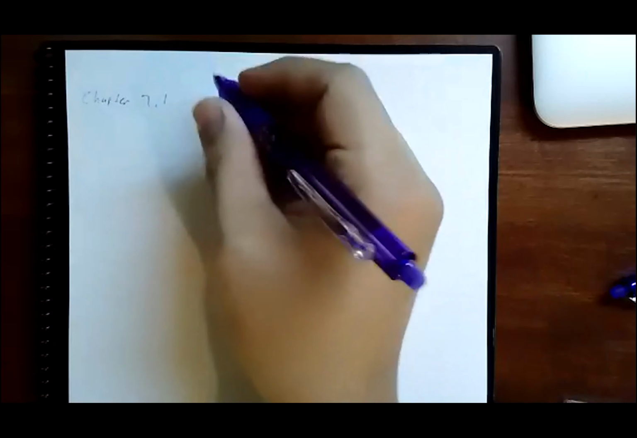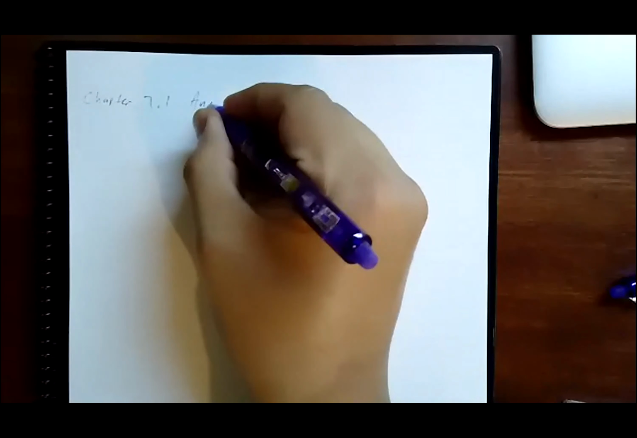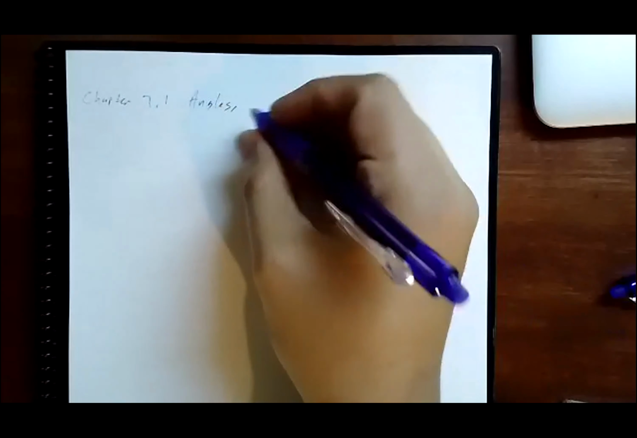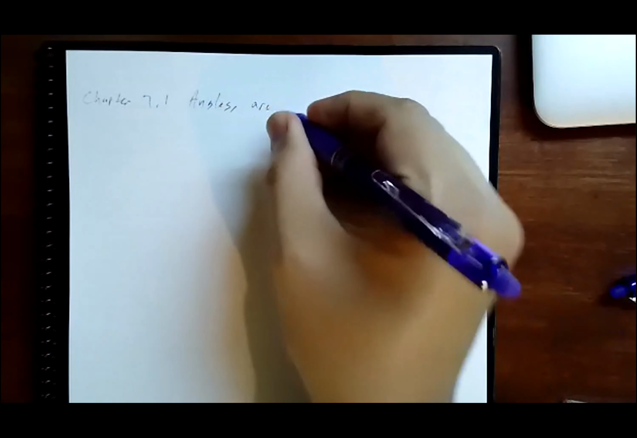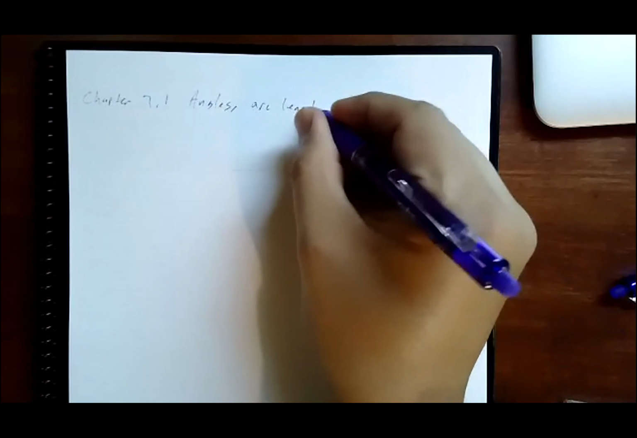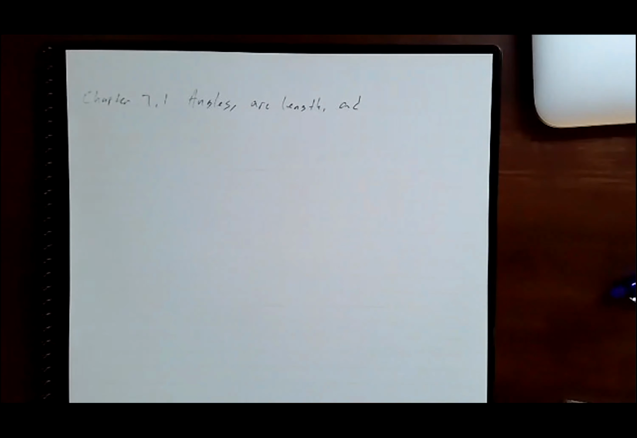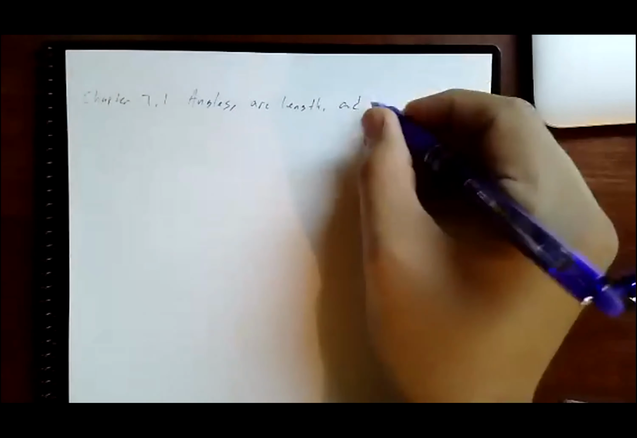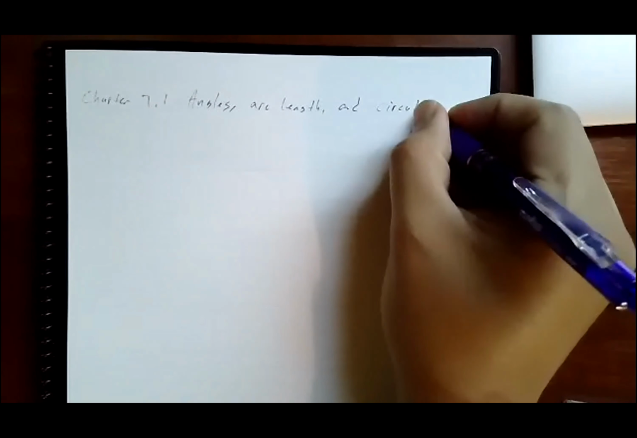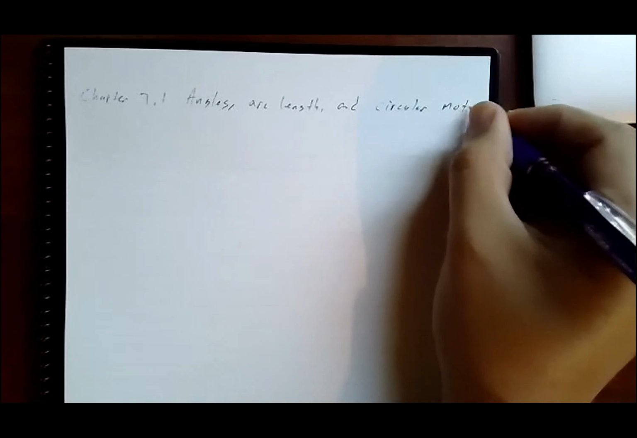Okay. So 7.1 is angles, arc length, and circular motion.